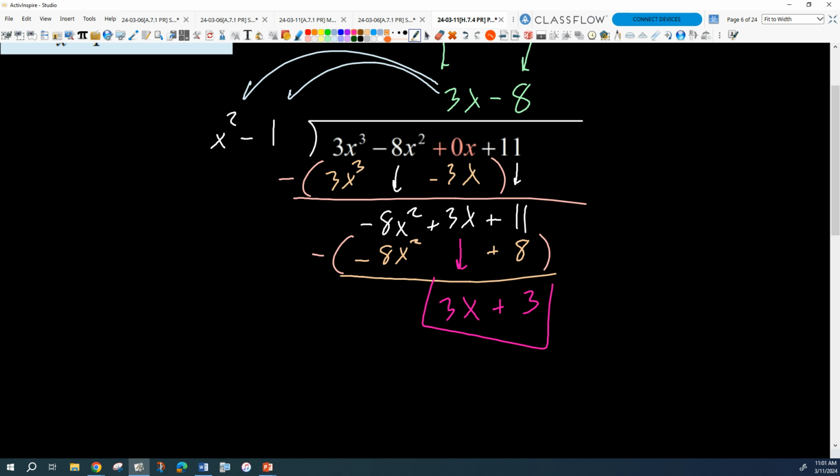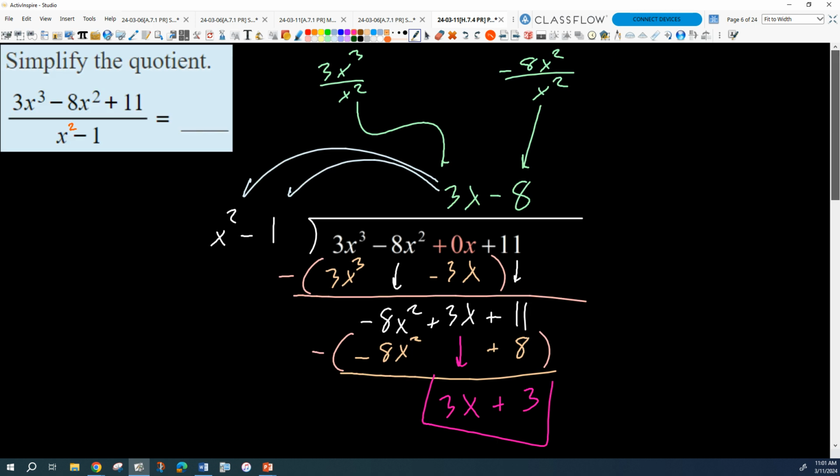So my final answer then is what? 3x minus 8 plus 3x plus 3 over x squared minus 1. Because again, what does the remainder do? That's what remains over the denominator. Exactly, right? So my final answer is just going to be the polynomial part, 3x minus 8, plus what remains over the denominator. The remainder.